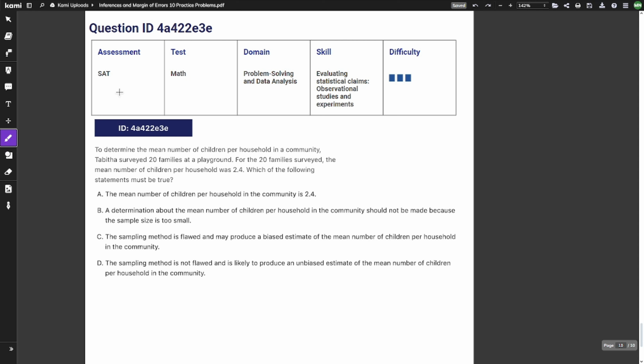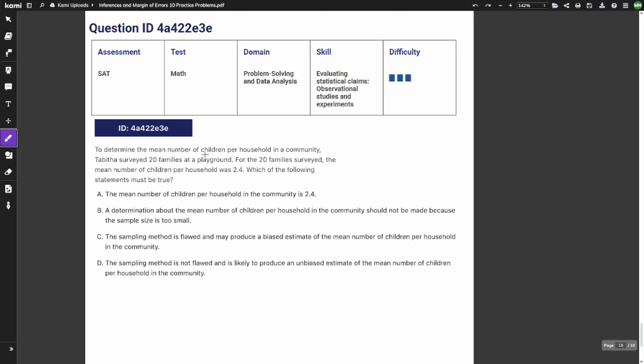Question number 10. To determine the mean number of children per household in a community, Tabitha surveyed 20 families at a playground. For the 20 families surveyed, the mean number of children per household was 2.4. Which of the following statements must be true?